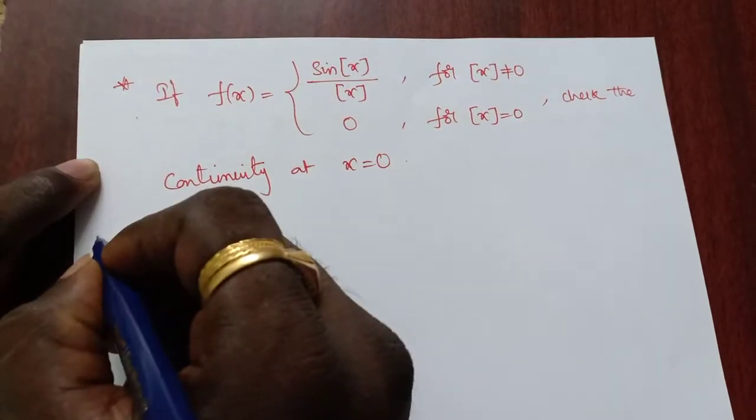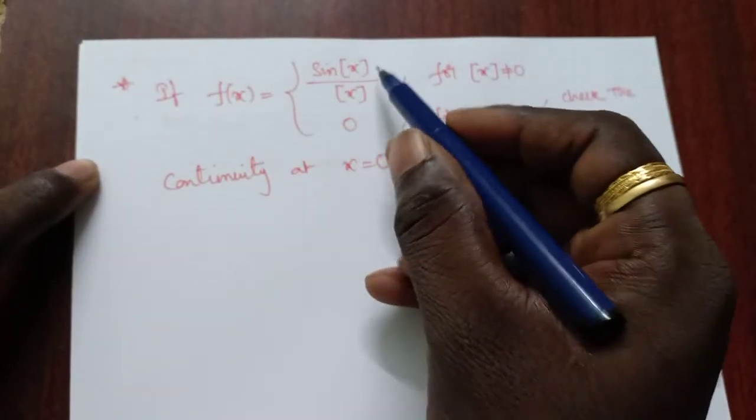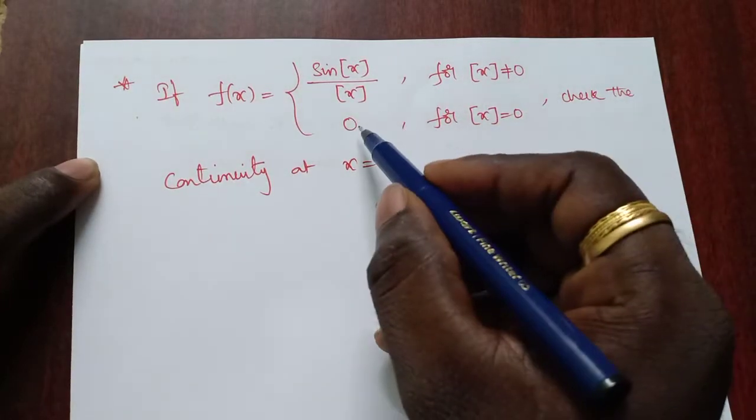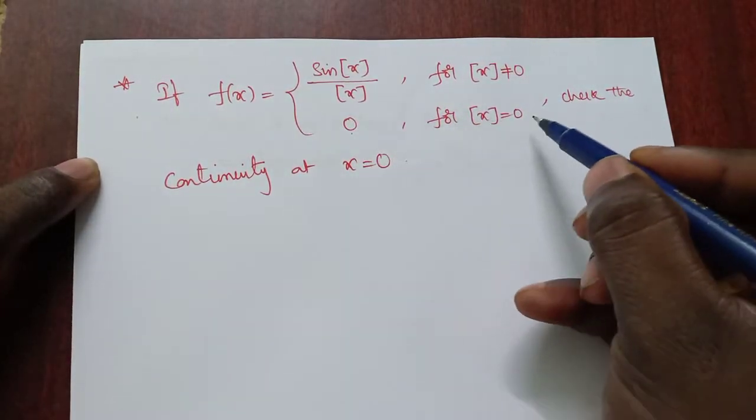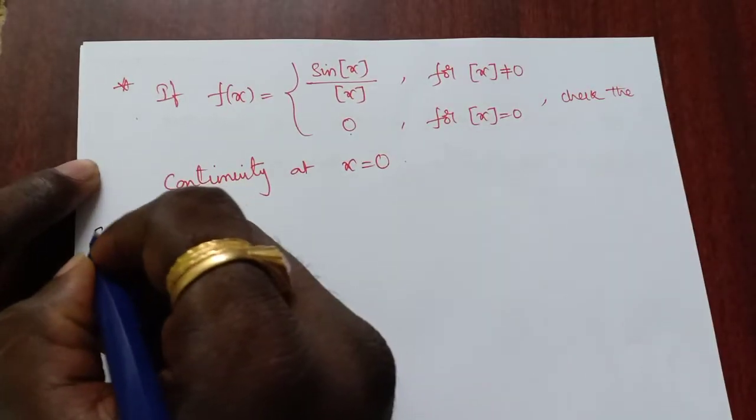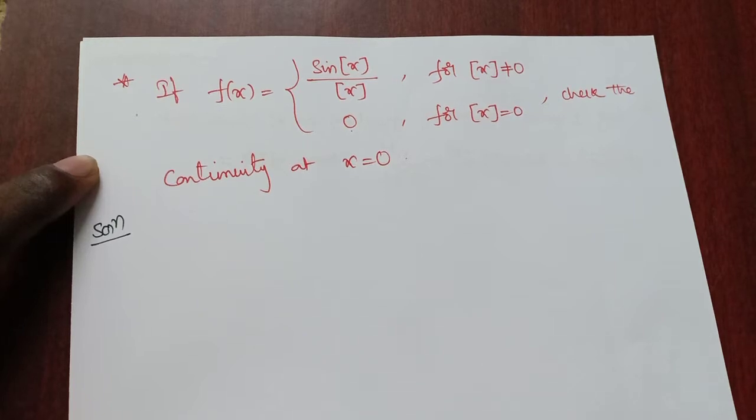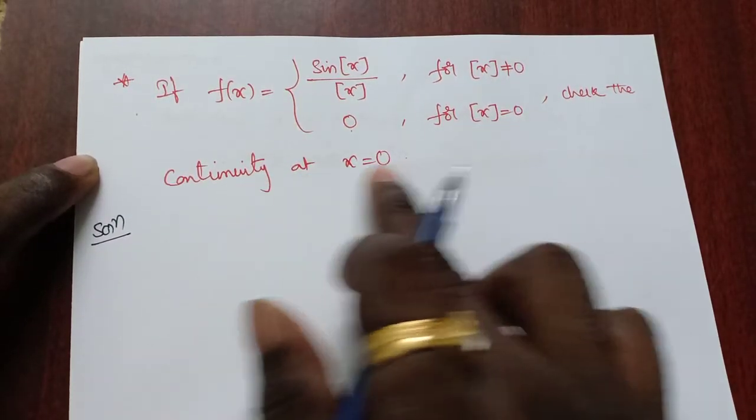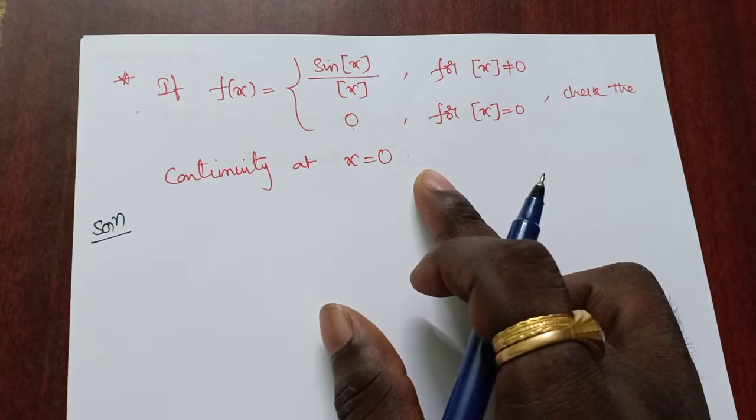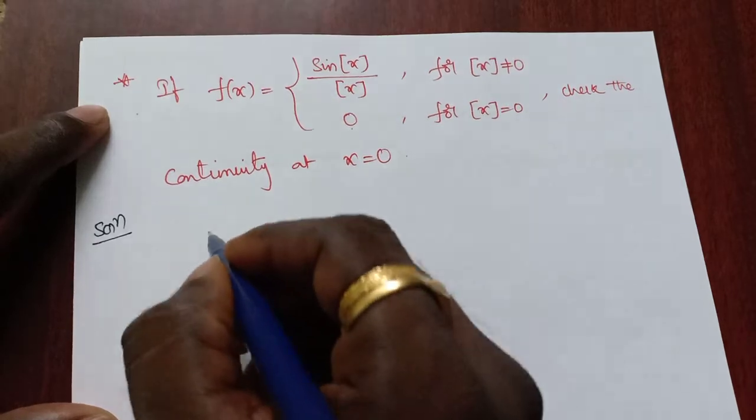Now the second question is, if f of x equal to sin[x] by [x] for [x] not equal to 0, and which is equal to 0 for [x] equal to 0, check the continuity at x equal to 0. Now see, to check the continuity at x equal to 0, we have to check both the left hand limit and the right hand limit.